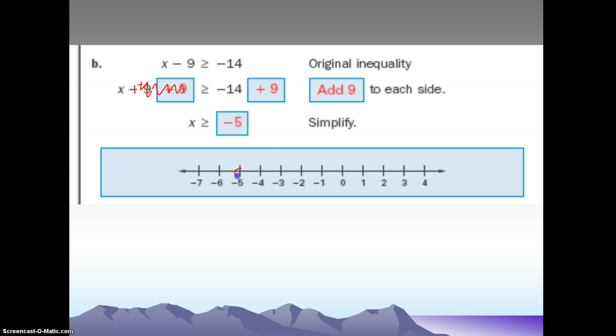Please graph at -5, it's closed. X is greater, so I'm going left. And again, if you're making your own graph, you don't need to put all those numbers. You can simply do this. Just make sure I can really see which way your arrow is going.